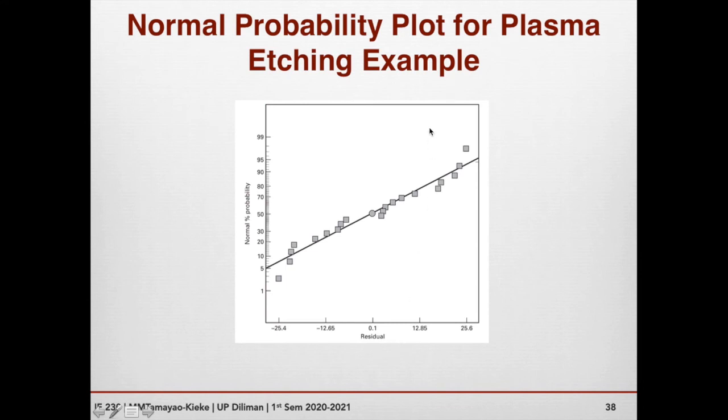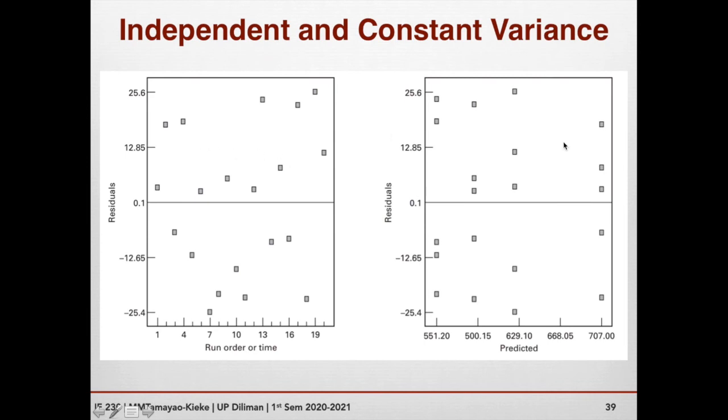So let's look at the normal probability plot for our plasma etching example. As you can see, the residuals are very close to our normal line. And so we can conclude here that the normality assumption holds true for our model. All right, now let's look at the variance. Do we see any pattern for the two graphs? The graph on the left is residuals versus time, or run order. And then on the right, you have residuals versus the predicted values. The residual seems to be random, right? There's no specific pattern. So we can conclude here that we satisfy the assumptions on independence and constant variance.